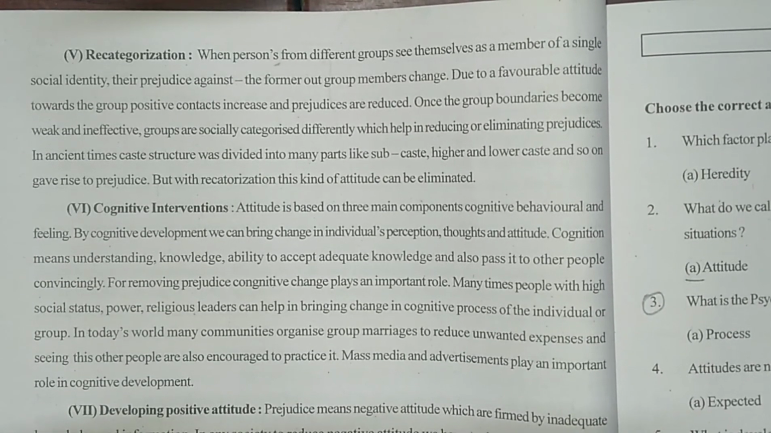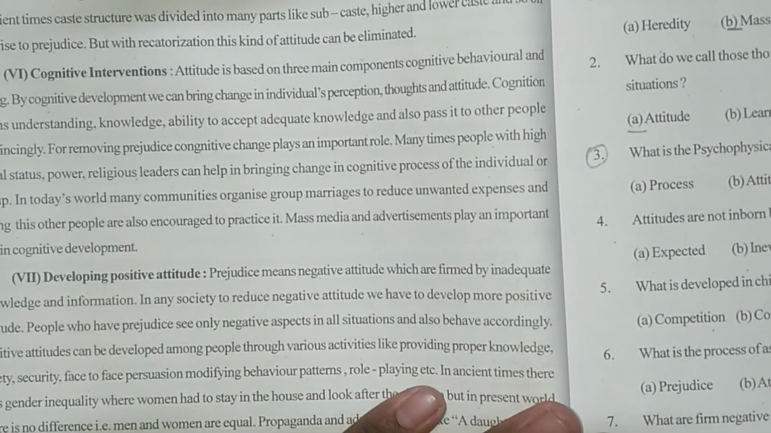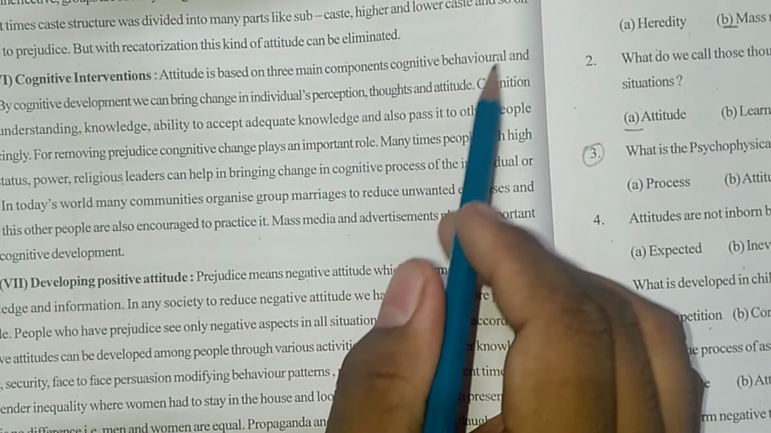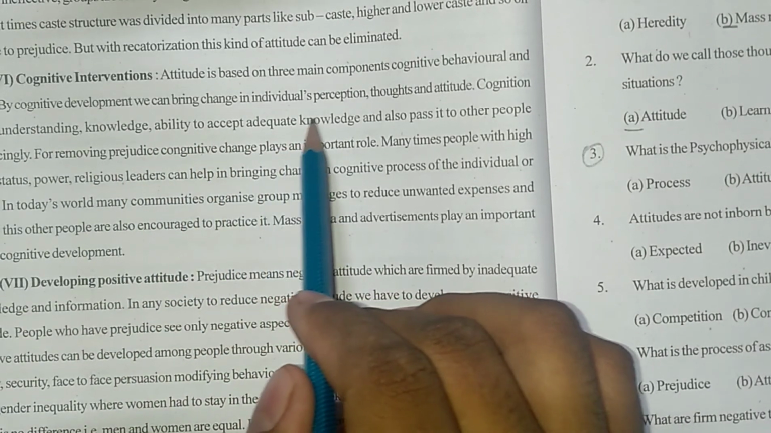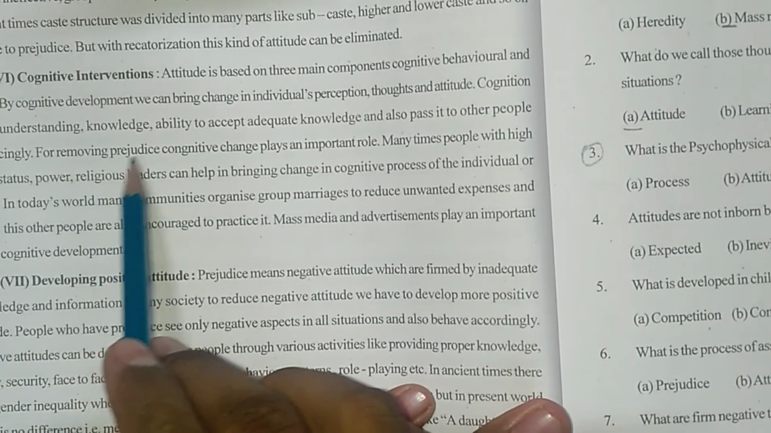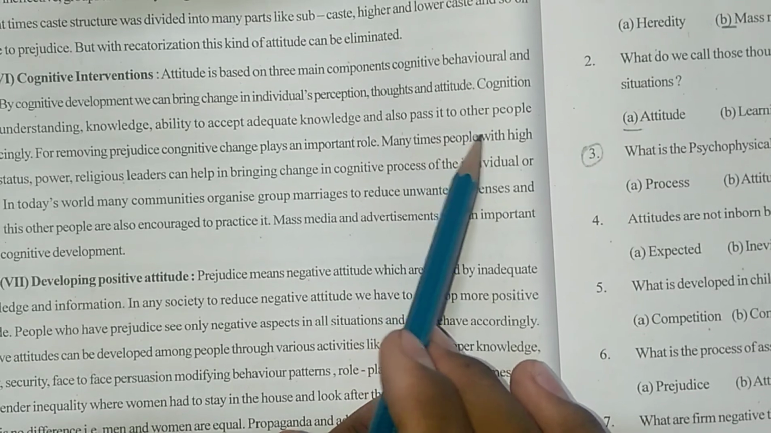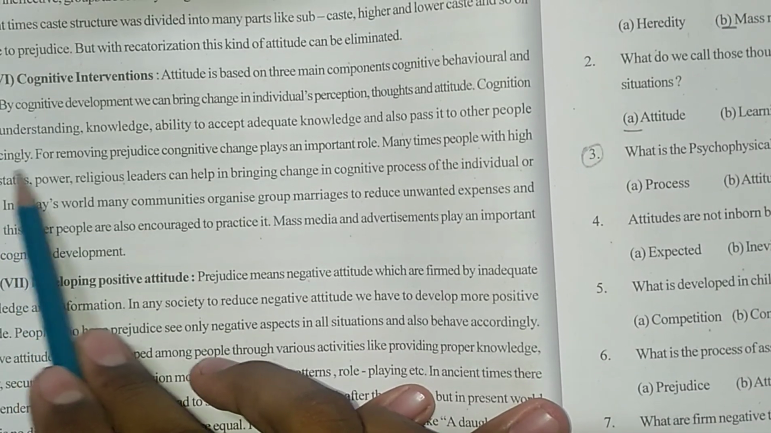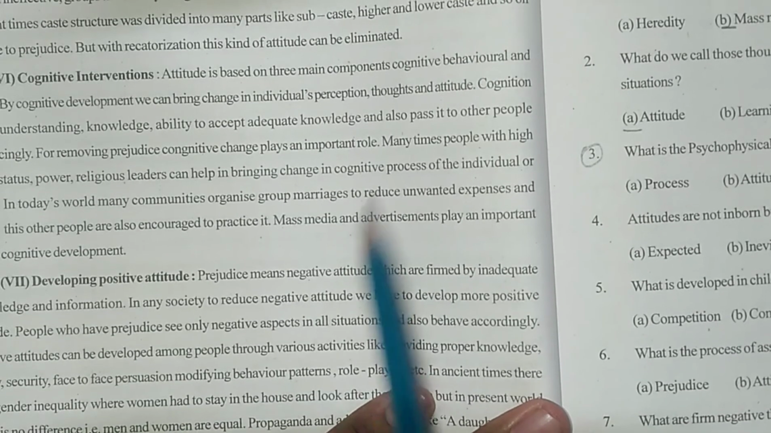So, cognitive intervention. Attitude is based on three main components: cognitive, behavior, and feeling. By cognitive development, we can bring a change in an individual's perception, thoughts, and attitude. Cognition means understanding, knowledge, and the ability to accept adequate knowledge and also pass it on to other people convincingly. For removing prejudice, cognitive change plays an important role.